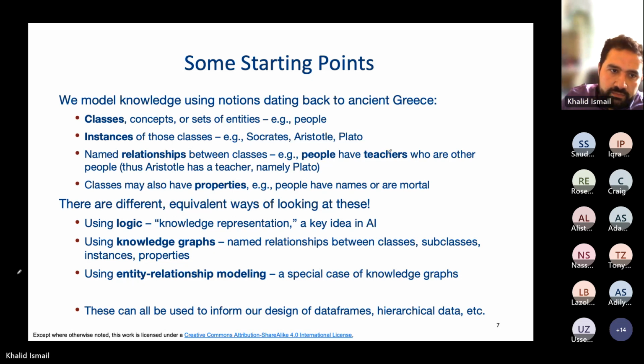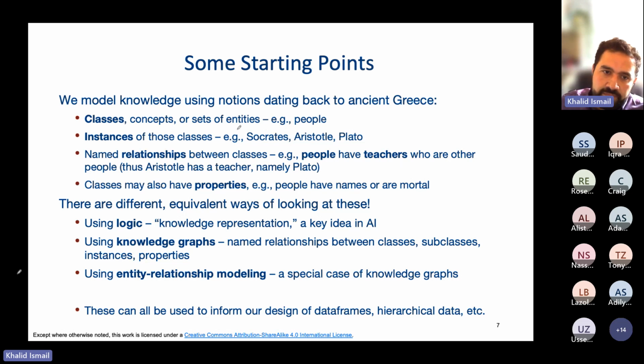Okay, so we model knowledge using notations. This is basically dating back to ancient Greece. So we have classes or concepts or sets of entities. You can think about these as names. Sometimes we call them concepts. Sometimes we call them classes, such as in programming, for example, and also in machine learning, where we mainly use the word classes. Or sometimes you can think about it like a set of entities.